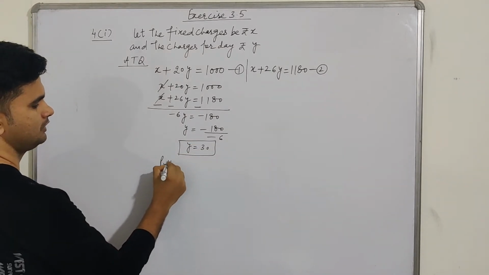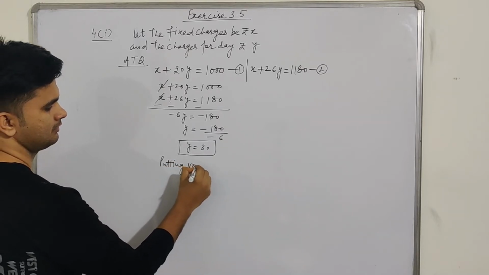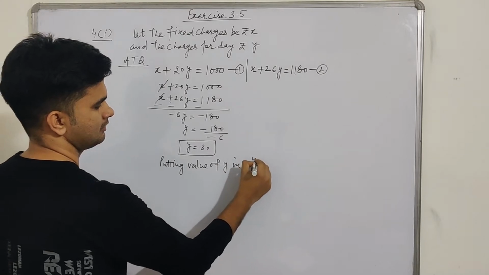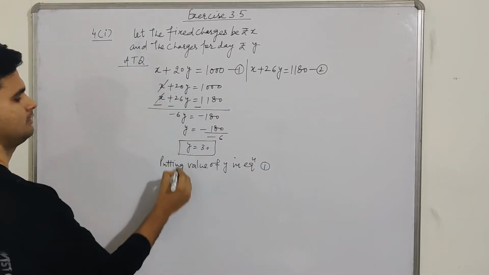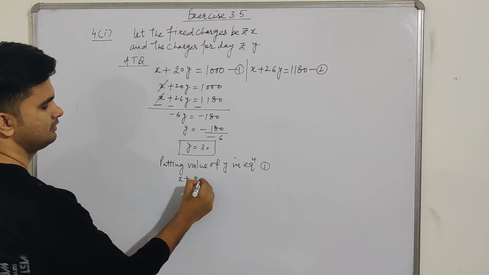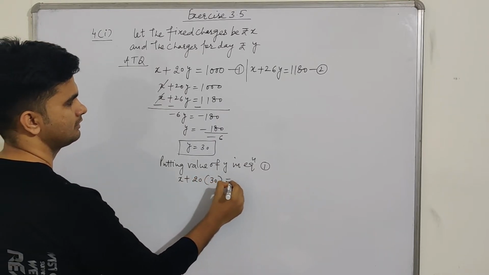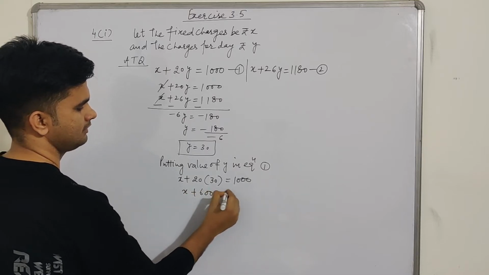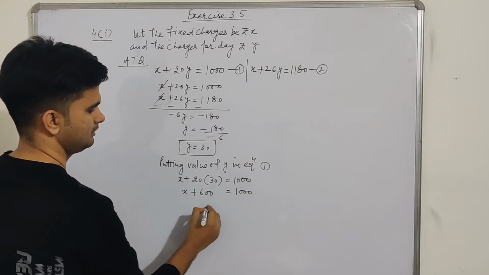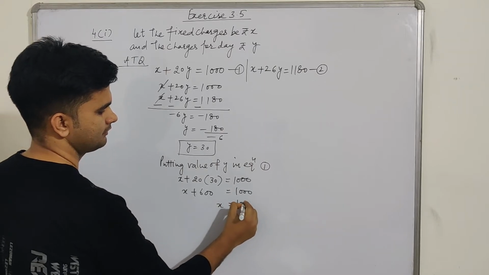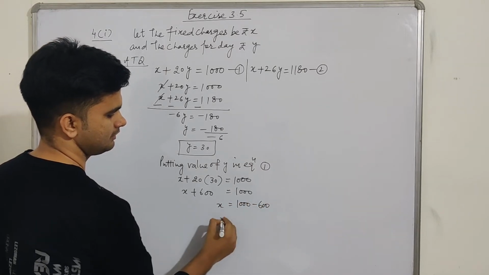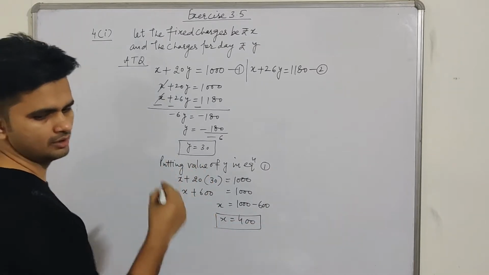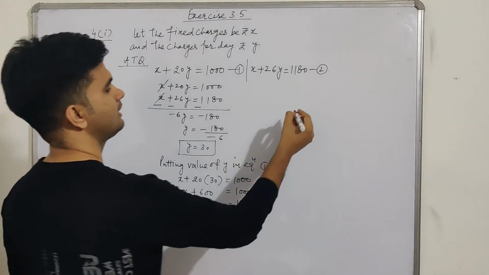Now putting the value of y in equation 1: x plus 20y, y is 30, is equal to 1000. x plus 600 is equal to 1000, then x is equal to 1000 minus 600, is equal to 400. Then in the end you will write your answer.